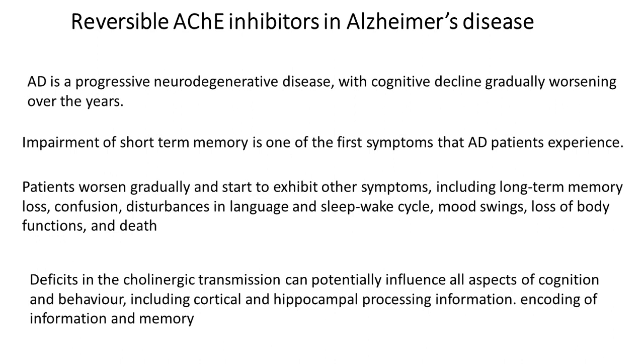One of the reasons is a deficit in cholinergic neurotransmitter. What they found is that it can potentially influence all aspects of cognition and behavior, including cortical and hippocampal processing of information, encoding information, and memory. All these are getting affected via a deficit in cholinergic neurotransmission, is what they found. So if we provide cholinergic activity in those regions, it helps in regaining, or otherwise in the management of Alzheimer's disease. It will not cure, but it will offer symptomatic relief to the patient.